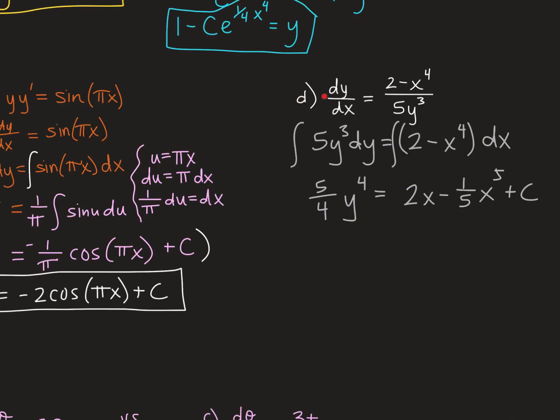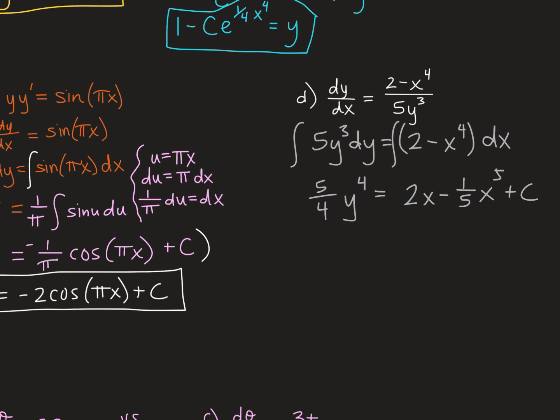Here in part D, this one was a pretty straightforward separation of variables. We just wanted to multiply both sides by dx and then multiply both sides by 5y cubed. No natural logs here. There was no 1 over anything to the first. It was just the power rule for integration a few times.